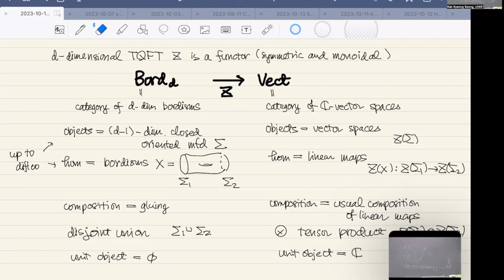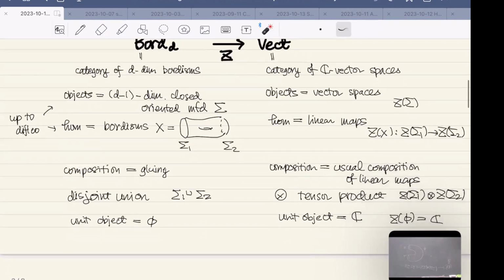And of course, as I said, in the usual quantum field theory, it depends on the shape of X, the Riemannian metric on X, and Z of X depends on the Riemannian metric. But I assume this to be a topological quantum field theory, meaning that it depends only on the smooth structure. So this is a kind of toy model for quantum field theories. And why is it a toy model? I will try to explain the motivation.